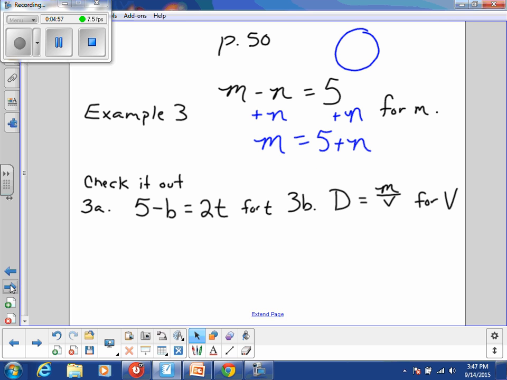I am now at the bottom of page 50, or underneath example 3, looking at the check it out problems. You should write down example 3, pause the recording if you need to. Have that ready to turn in tomorrow on that same piece of paper.